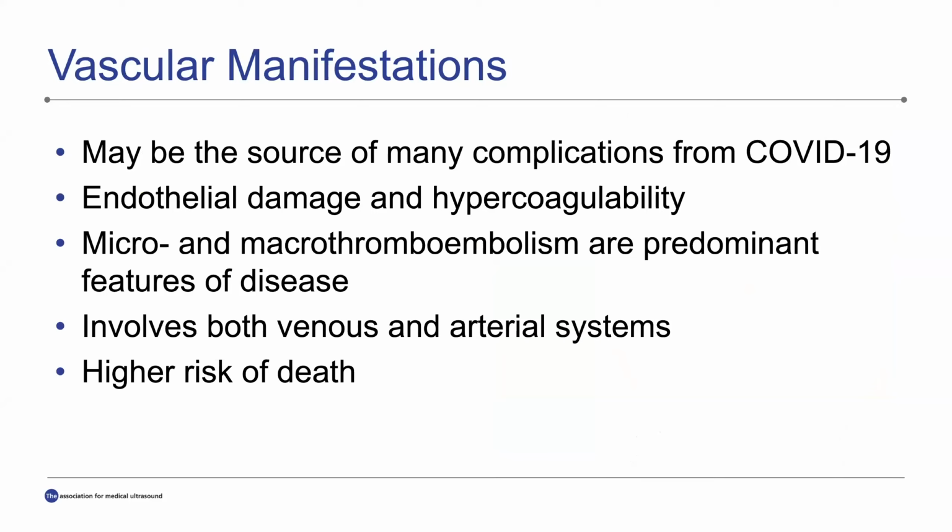So we've talked about a lot of different vascular manifestations, and they may be the source of many of these complications that we see from the virus. Again, resulting from endothelial damage, from invasion into the cell, producing hypercoagulability, resulting in both small and large vessel thromboembolism, which are predominant features of this disease, involving both the venous and arterial systems, causing a higher risk of death. The sicker the patient is, the greater the chances that they develop some of these problems and the greater mortality.